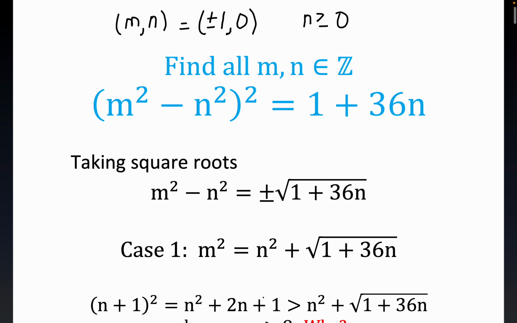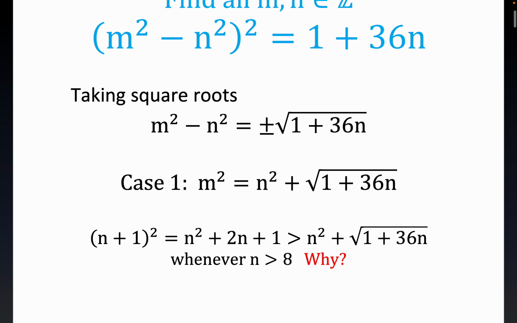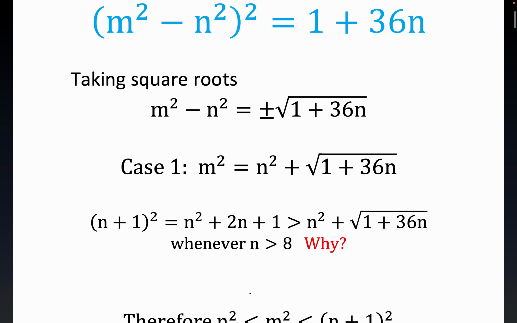All right, now we'll first consider the very first case here. Case 1 is the plus condition, okay? So what I did is I added n squared to both sides, and we have m squared isolated. Now this next step is kind of counterintuitive. I had to look up the solution on this. I couldn't figure it out myself. If you'll take a look right here, m plus 1 squared is of course equal to n squared plus 2m plus 1. But notice that's greater than n squared plus the square root of 1 plus 36n whenever n is greater than 8.